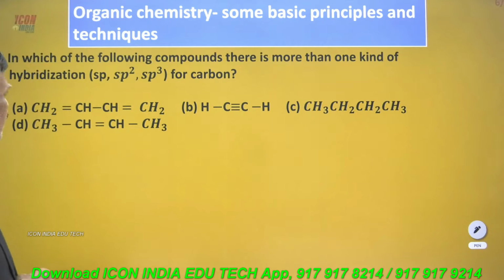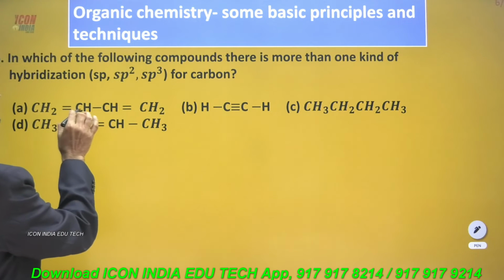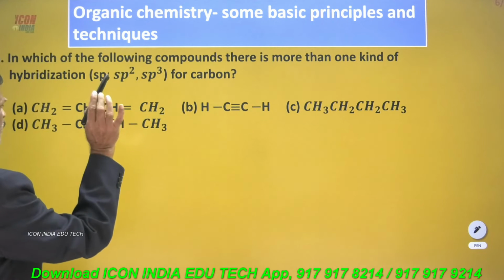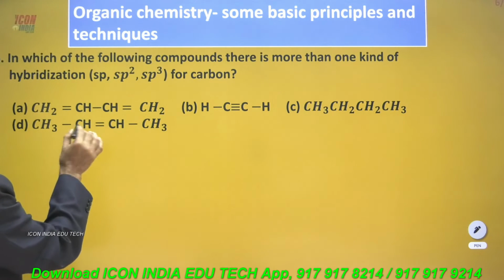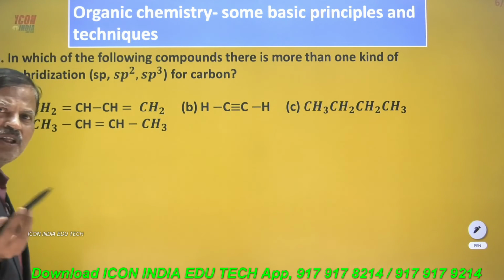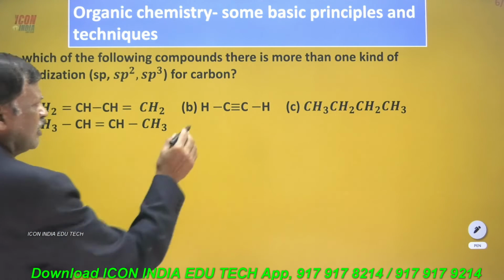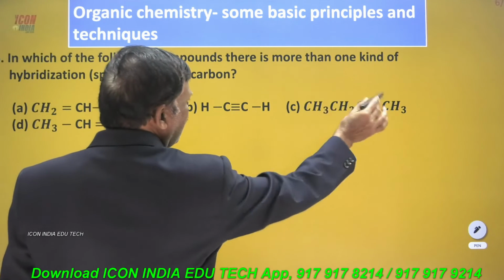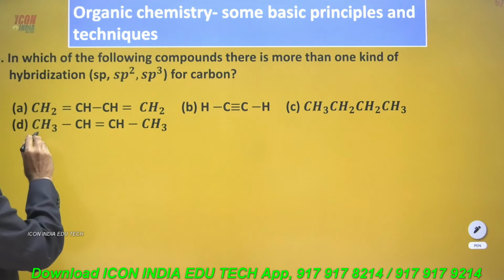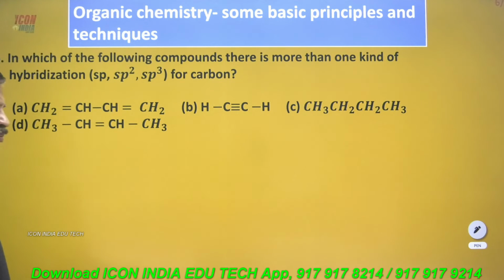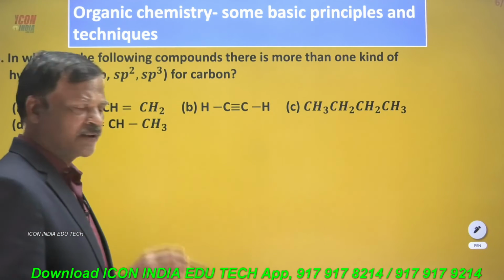So once again, in which of the following compounds is there more than one kind of hybridization for carbon? More than one type. The first is ruled out because all the carbons are sp2. I think the fourth option: this carbon is sp3, this carbon is sp2. They are asking for more than one type. So why can't D be the answer? Here both are sp, sp. Here all are sp3. Only in the fourth option, the first carbon is sp3 and the second carbon is sp2. More than one type of hybridization. Okay.